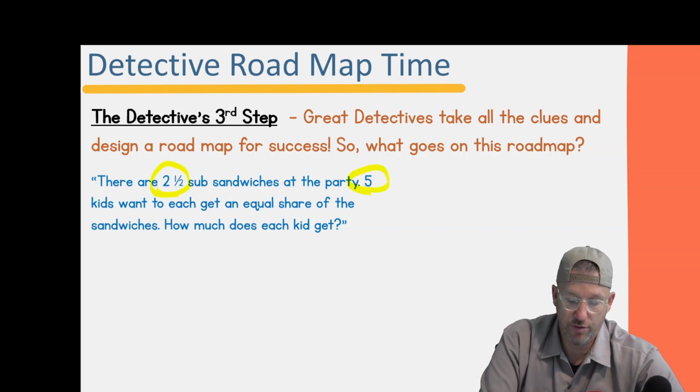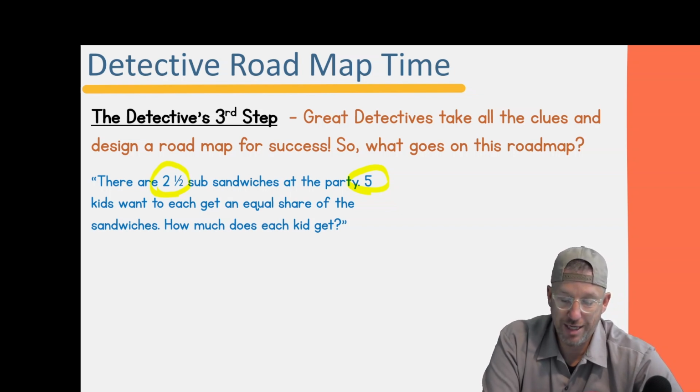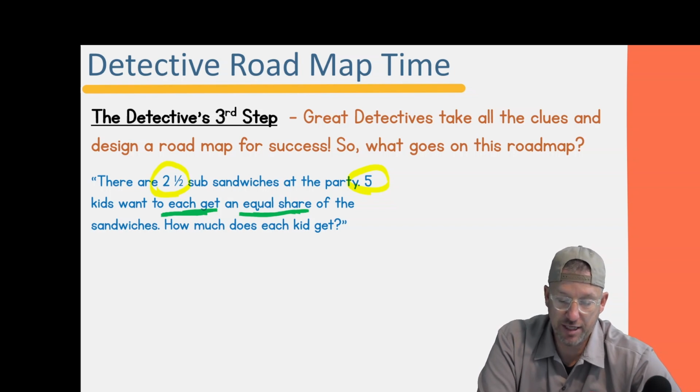Okay. And then it said go through and look for buzzwords. Okay. So are there any buzzwords? There are 2.5 sub sandwiches at the party. 5 kids want to each get. So each kid's getting an equal share, holy cow, of the sandwiches. How much does each kid get?